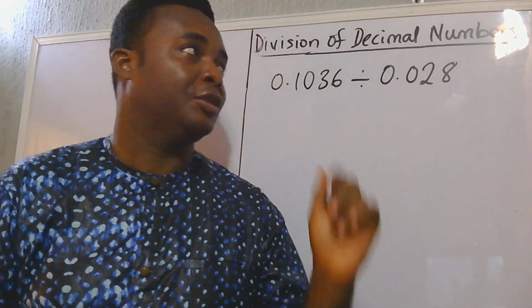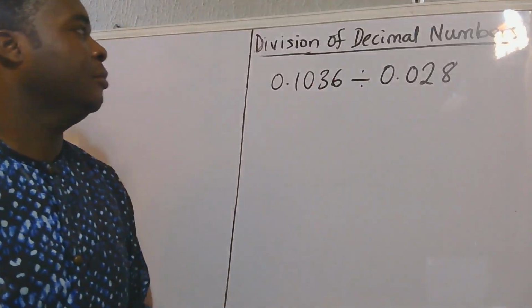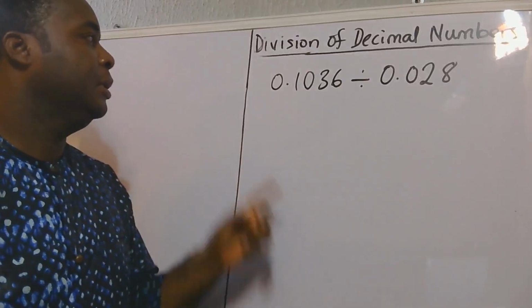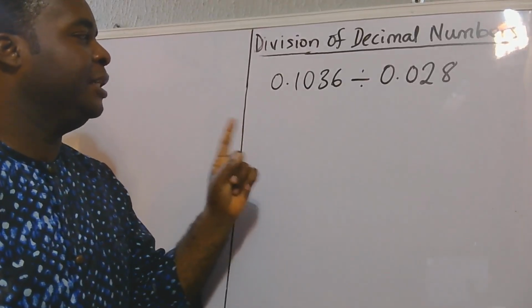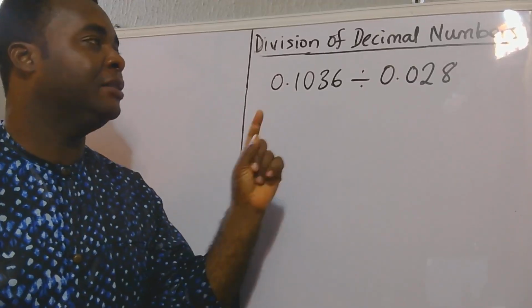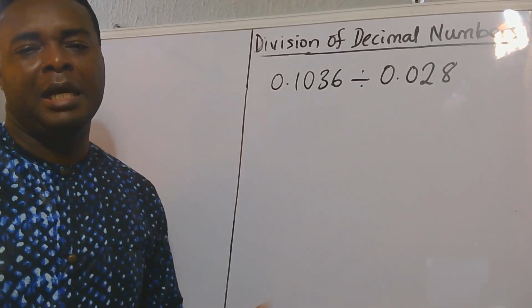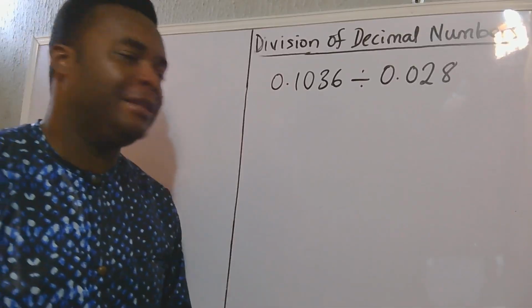Kingsley. And so we have a question on the board, division of decimal numbers. 0.1036 divided by 0.028. Now how do we solve this? Alright, let's go.